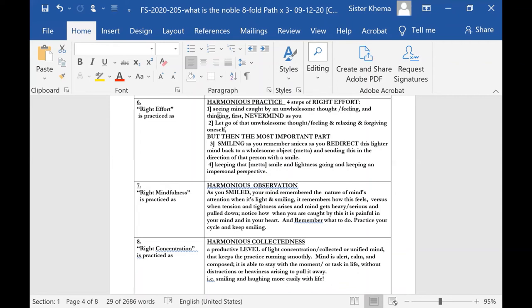It can be metta, or sending this in the direction of that person with a smile when you're working with the metta, karuna, and such. Or you come back to your task in the same way and you make a commitment to the task.